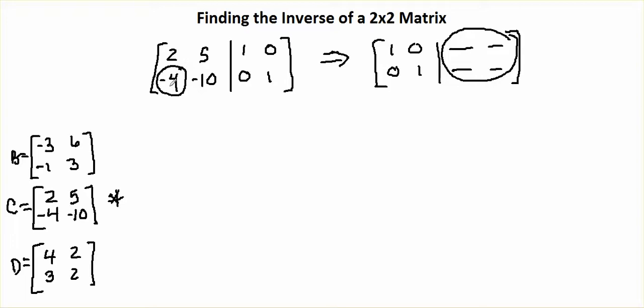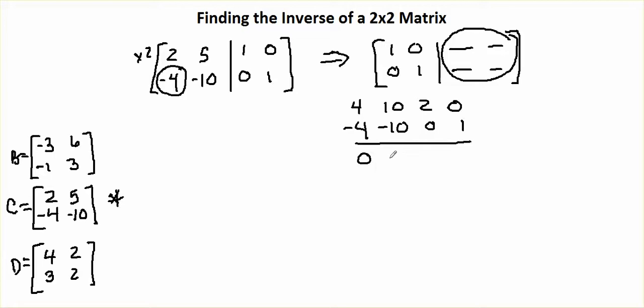In order to eliminate -4, it looks like we're going to have to multiply this very top row by a +2 so that when we add, we get rid of our 4. So let's do our math over here. 2 times 2 is 4, 5 times 2 is 10, 1 times 2 is 2, and then we get a 0, -4, -10, 0, and a 1. And when we add them, we get a 0, a 0, a 2, and a 1. So again, we were trying to eliminate a number in the bottom row, so we'll replace the bottom row with the new calculations that we made.